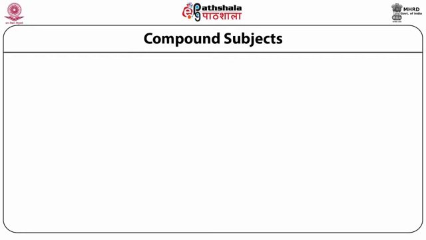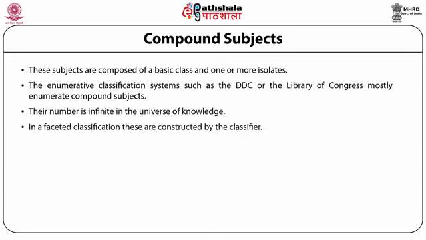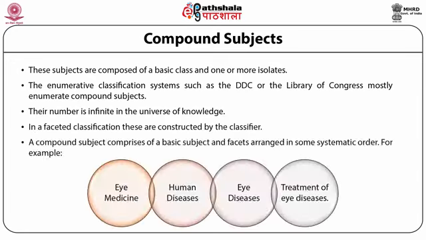Compound subjects. These subjects are composed of a basic class and one or more isolates. The enumerative classification systems such as the DDC or the Library of Congress mostly enumerate compound subjects and provide ready-made numbers. Their number is infinite in the universe of knowledge. In a faceted classification, these are constructed by the classifier. A compound subject comprises a basic subject and facets arranged in some more or less systematic order.